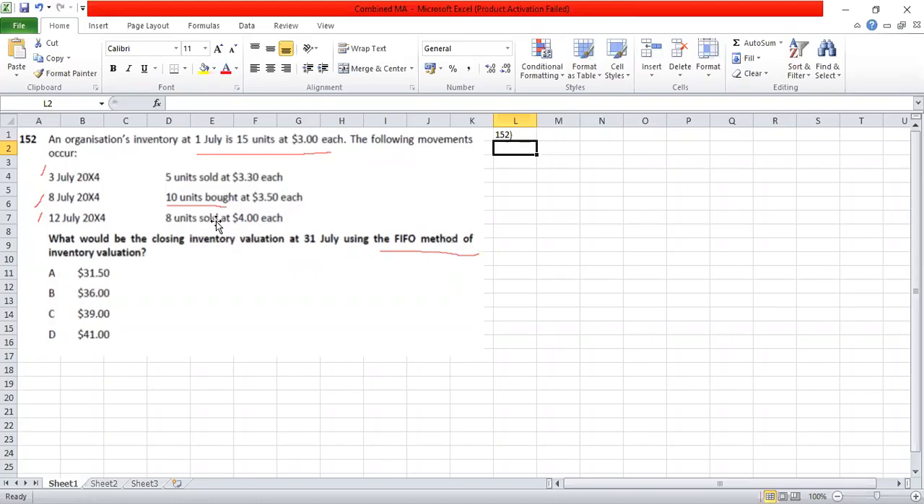So if the question has what is the value of the units that are sold, then we just have to account for that value. But otherwise, what is the cost of goods which is sold is what has to be taken into consideration. Inventory is always valued at the cost price. So we have to find out what is the closing inventory valuation as at the end of the period. So that is what has to be done.